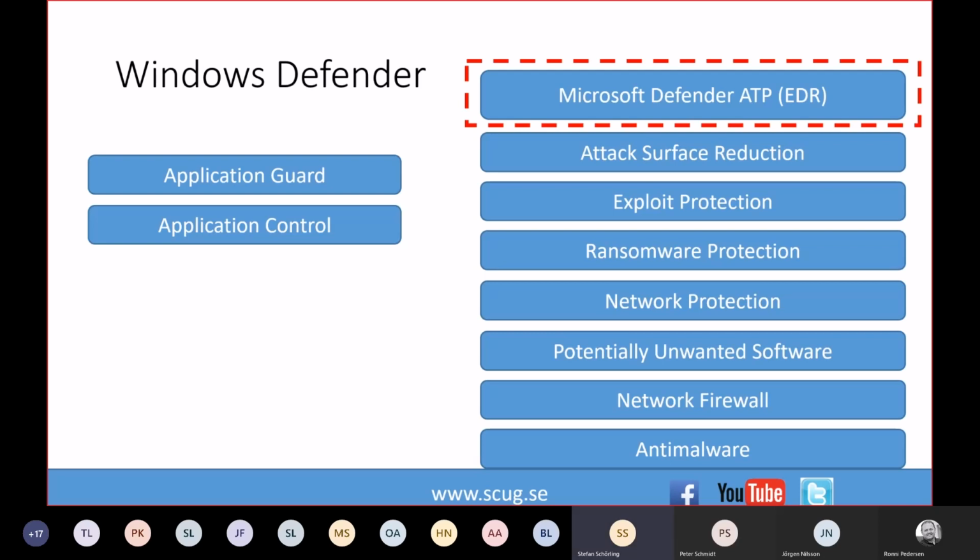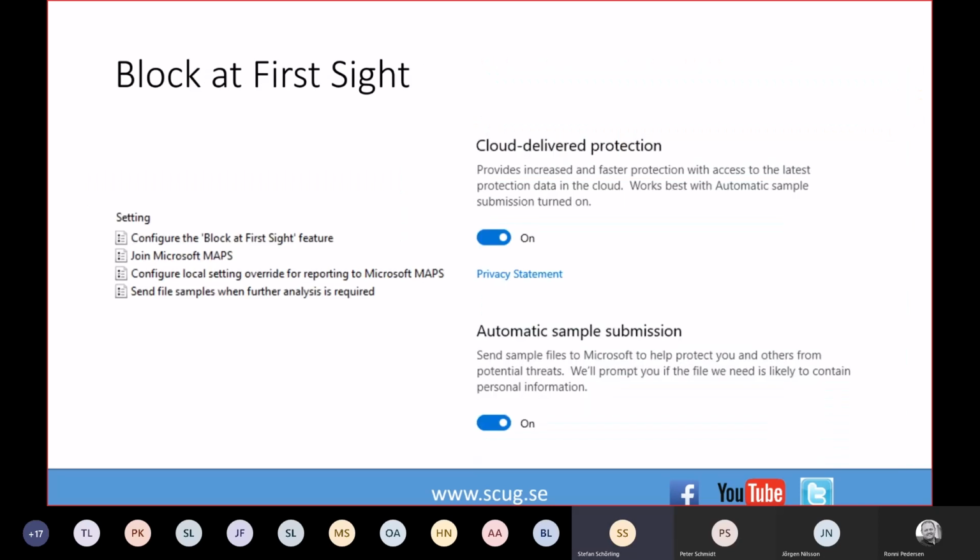So let's move into the features here. First, we have cloud-delivered protection and automatic sample submission, also called block at first sight.